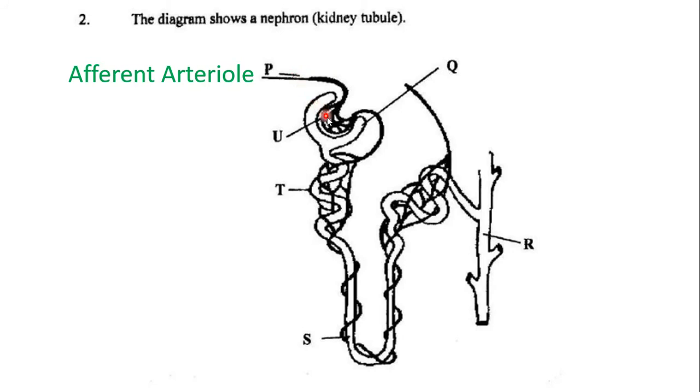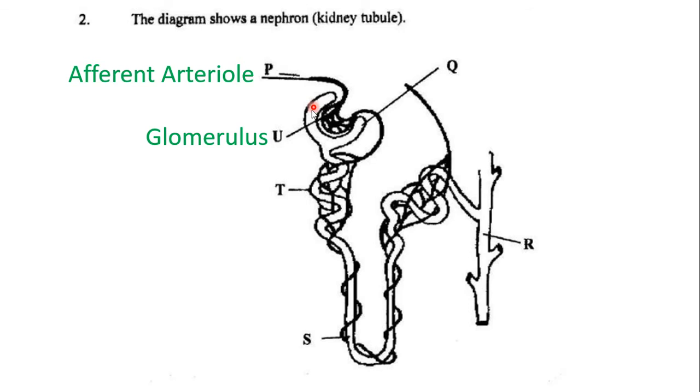Now, what is this structure here that's inside this capsule? What's the name of the structure labeled U? The structure labeled U is called the glomerulus. Okay, so this is the afferent arteriole, and this is the glomerulus.